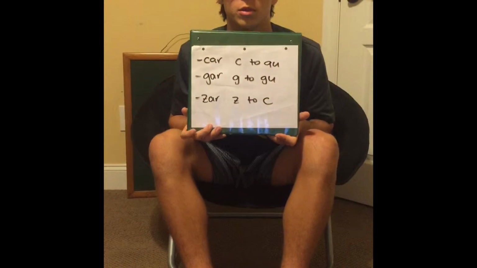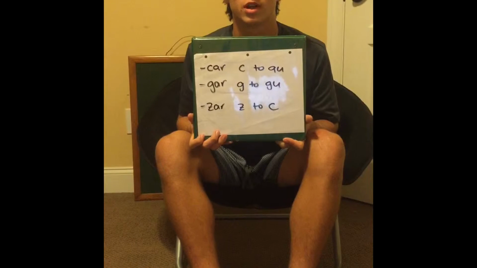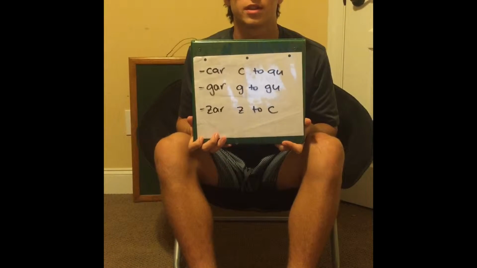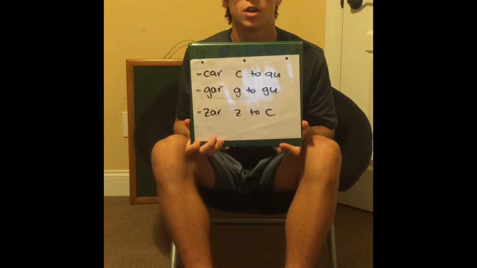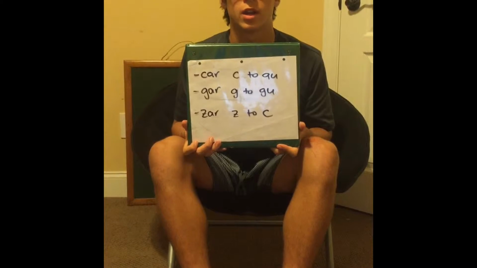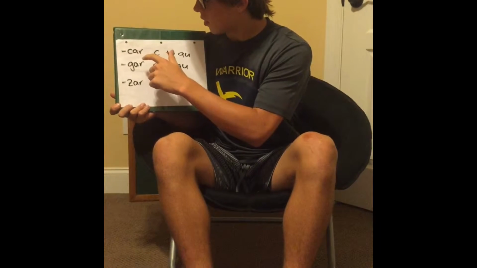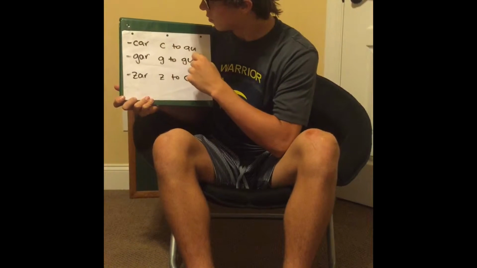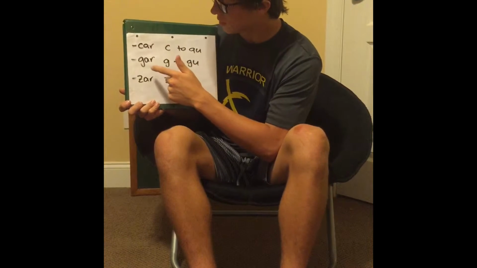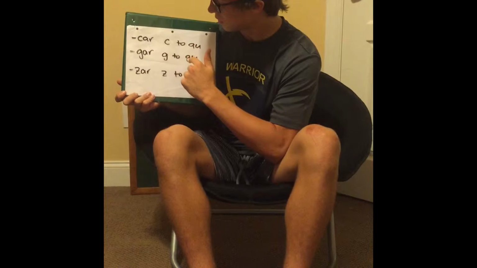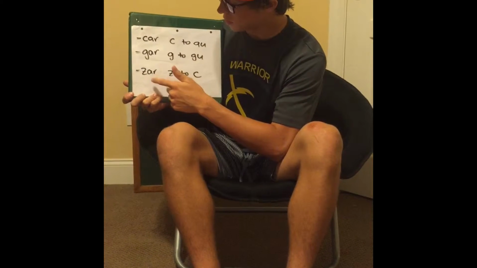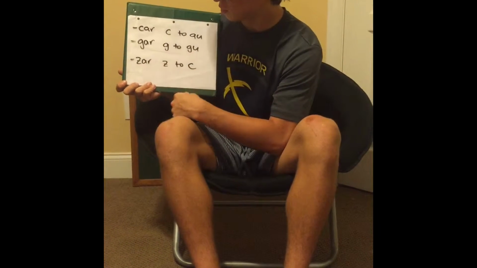Chapter 7a, Grammar Points. Another thing to watch out for when doing negative tú commands. If the verb ends in car, gar, or zar, it will have a spelling change in the negative tú command. If the verb ends in car, the C that is there in car will change to a QU. If the verb ends in gar, the G that is there will change to a GU. And if the verb ends in zar, then the Z that is there will change to a C.